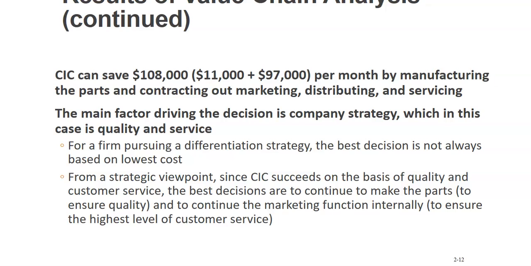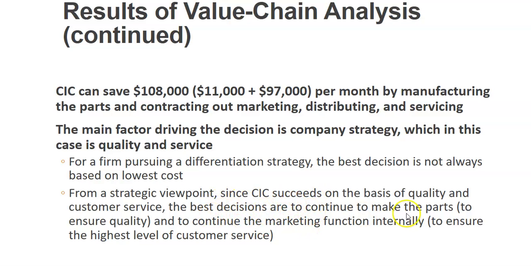If we make both decisions, so if we, 1, manufacture the parts and contract out our marketing, distribution, and servicing, we can save a total of $108,000. So financially, that makes a lot of sense. Now we need to think about our business strategy. We operate on differentiation. So lowest cost is not always the best decision for us. We're not operating on being the lowest cost option for our customers. We're operating on our customers are willing to pay more because we provide a service.